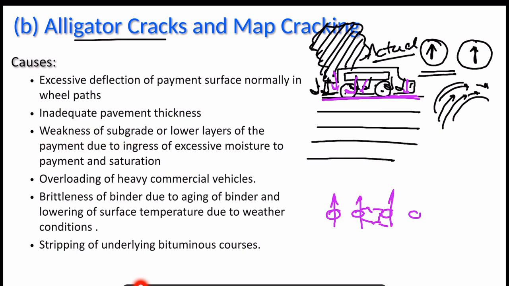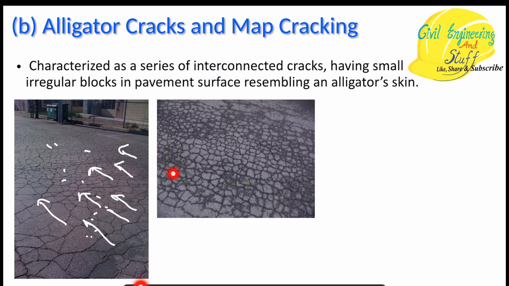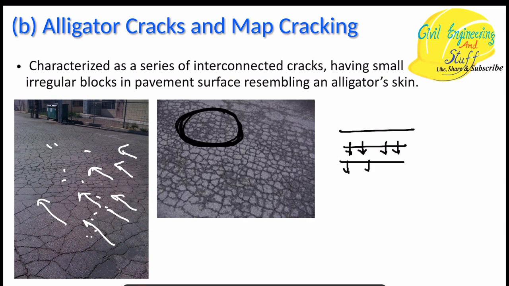Then, weakness of the soil subgrade or lower layers of the pavement due to ingress of excessive moisture in the pavement and saturation. Like we have discussed, and as can be seen in the image here, the moisture seeps through these cracks. Suppose the flexible pavement is constructed in an area that is prone to very heavy rainfall, and some cracks develop. The moisture from the surface will seep into the layers below, and eventually weaken the layers.